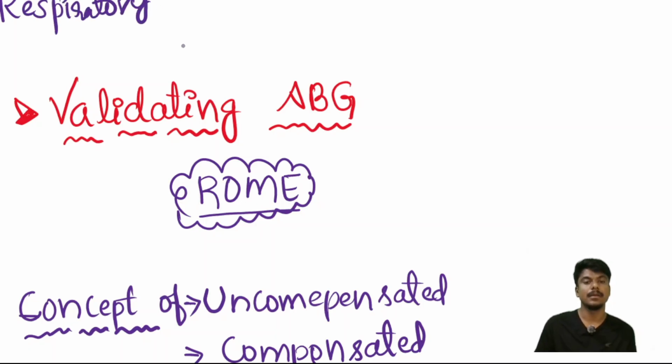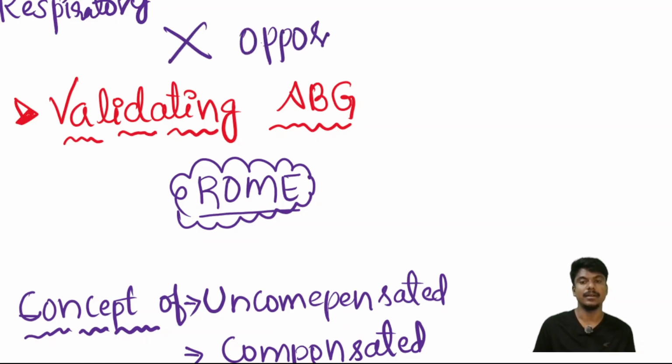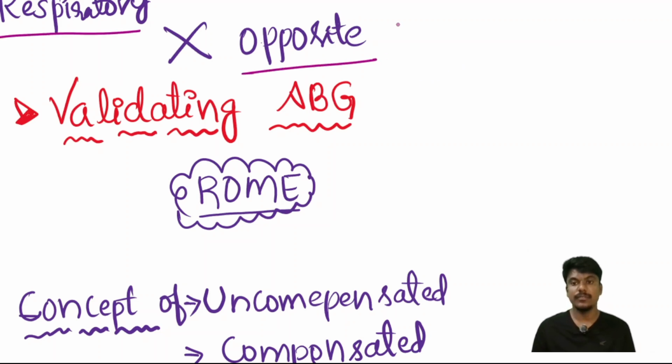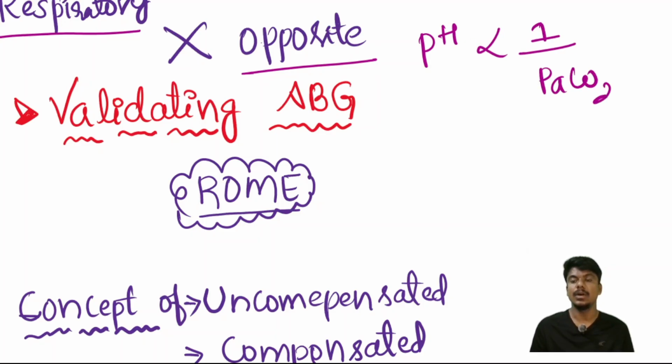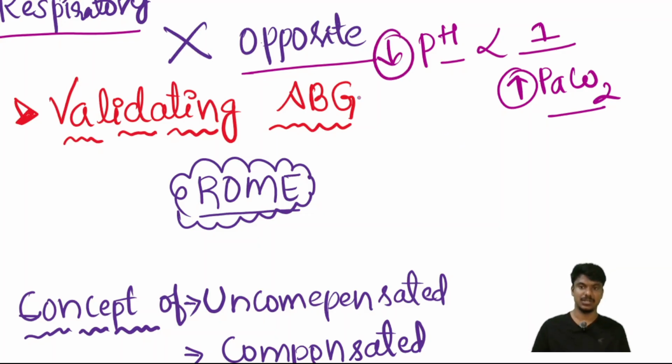Respiratory will always be opposite, and metabolic equal. What does it actually mean? Respiratory opposite means pH and PaCO2 will always be inversely proportional. Always inversely proportional means if there is increased PCO2, there will be a decreased pH.